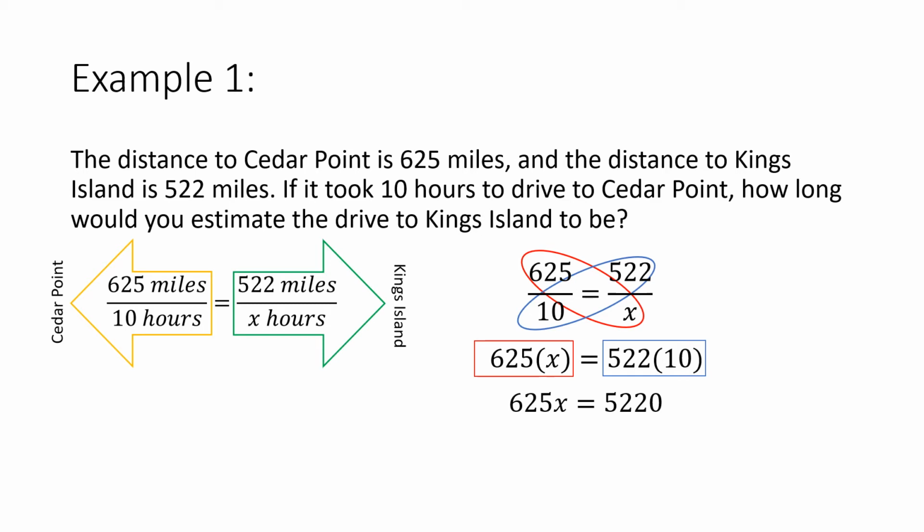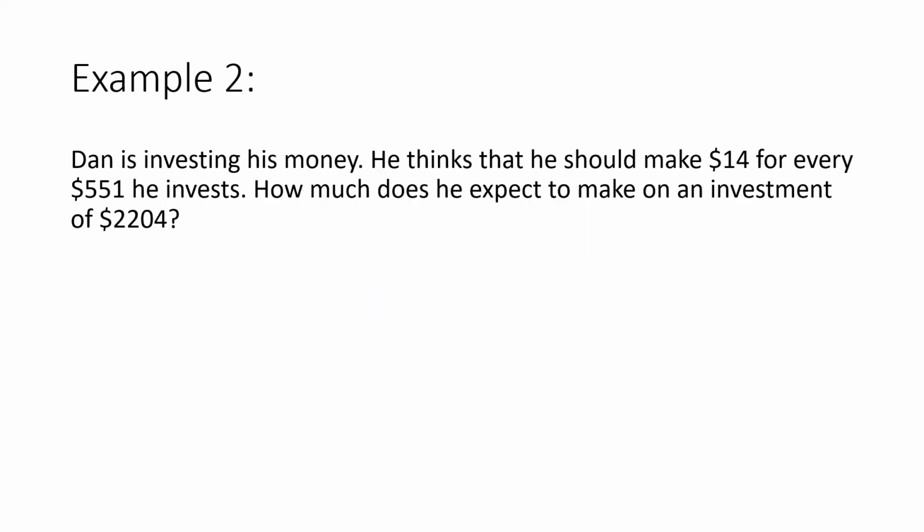Now I'm ready to solve for x. This is a one-step equation, and I have to move the 625. Since it's being multiplied by x, I have to do division, so I'm going to divide both sides by 625, and when I do that, I'm going to get x to equal 8.352 hours, and it's okay if you get a decimal. All right, let's look at example 2.